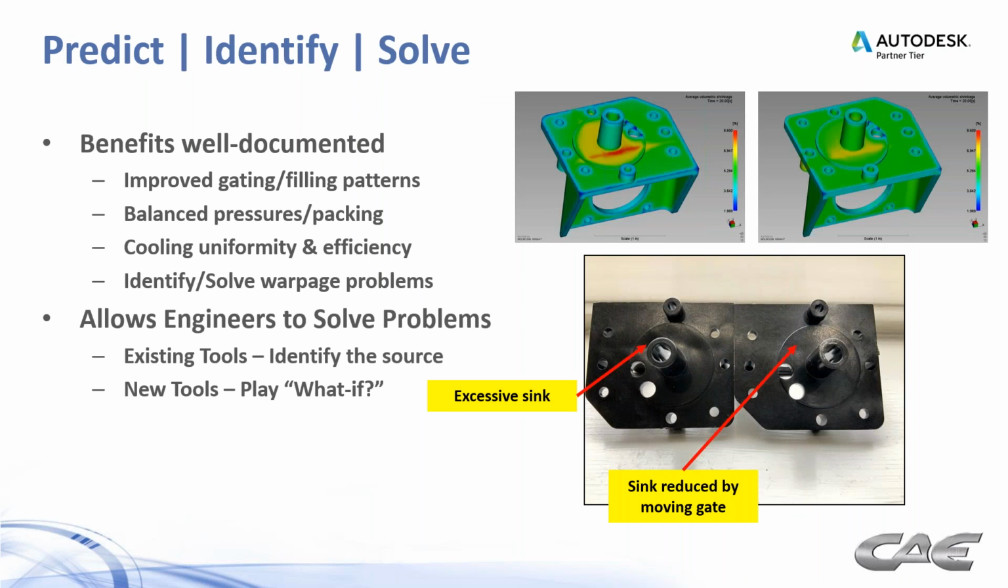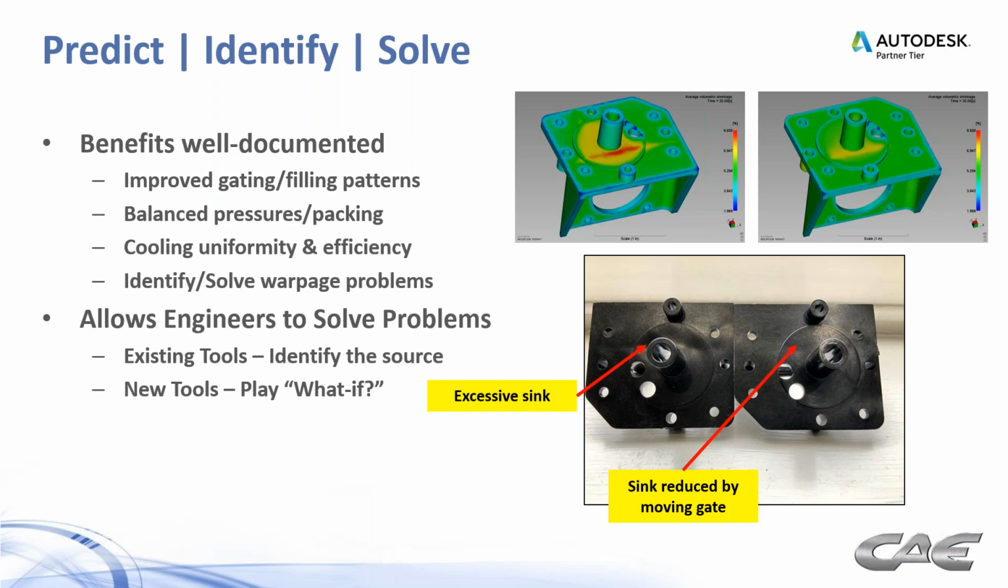And the idea is to enable engineers to predict, identify, and solve problems, molding problems, and I would argue avoid them altogether if we can. The benefits have been well documented, on the filling side, improving gate and filling patterns, balancing pressures, improving packing, establishing cooling uniformity and making our cooling designs more efficient, and then identifying and solving warpage problems. Those are the basic ideas or basic areas where Moldflow has really shined and it's been well documented.